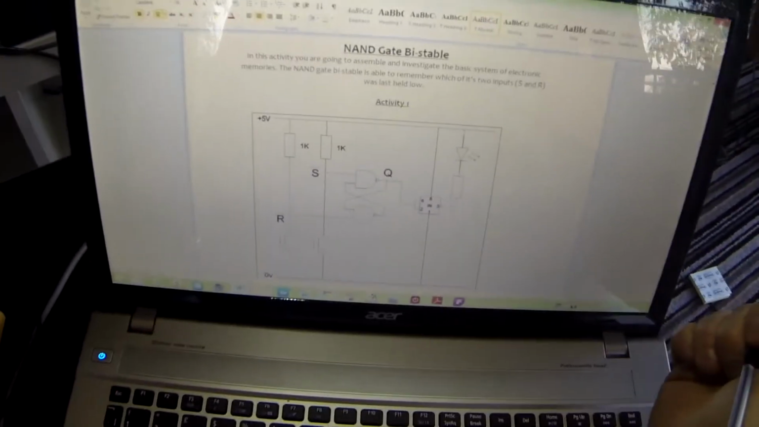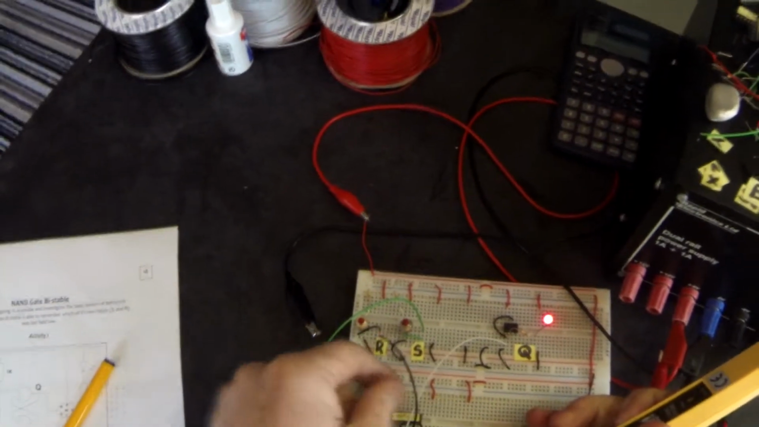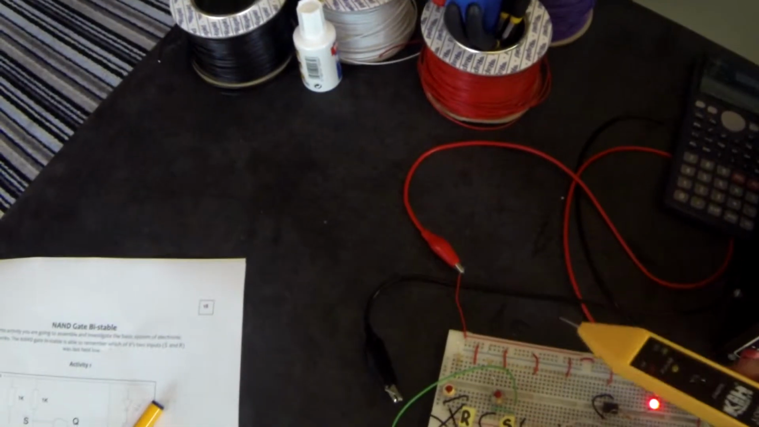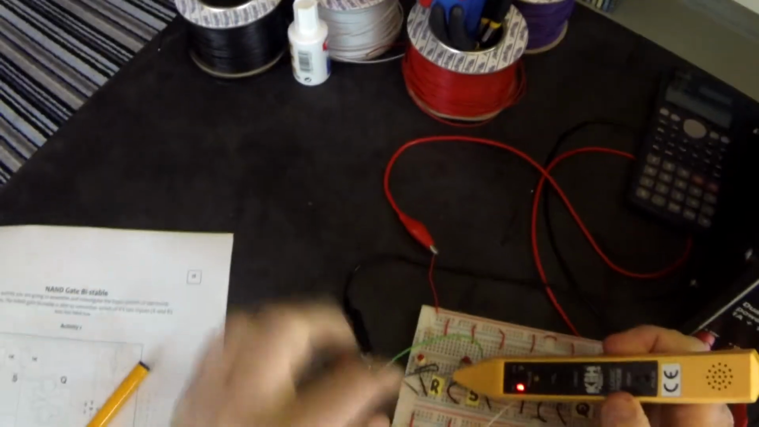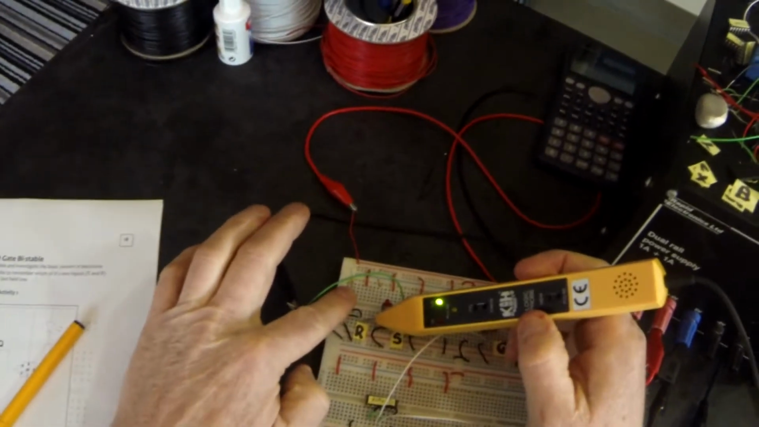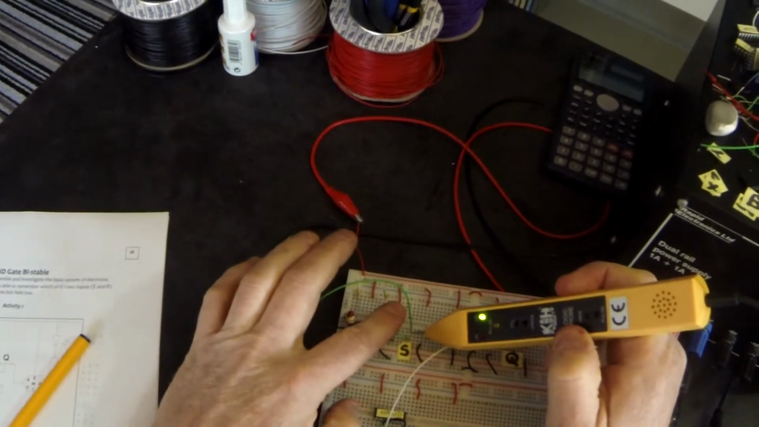Okay, let's have a little look at that circuit and see it working. The first thing to do, however, of course, is always to test our switch input circuits. So I'm going to test R. R is high. When I press the switch, if you remember, it goes low. And with S, when I press the switch, it goes low.